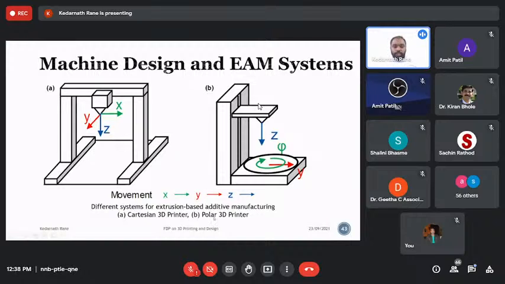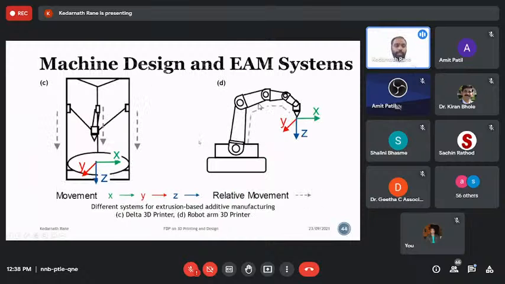Then another is called the polar 3D printer, where you have rotational and Z movement for the extruder. Rotational movement and the y-axis are controlled through the bed only. So I call it bed and nozzle. The nozzle is only z-axis, and theta and y are on the bed. Here you have 2-axis motion for the nozzle and 1-axis motion for the bed.